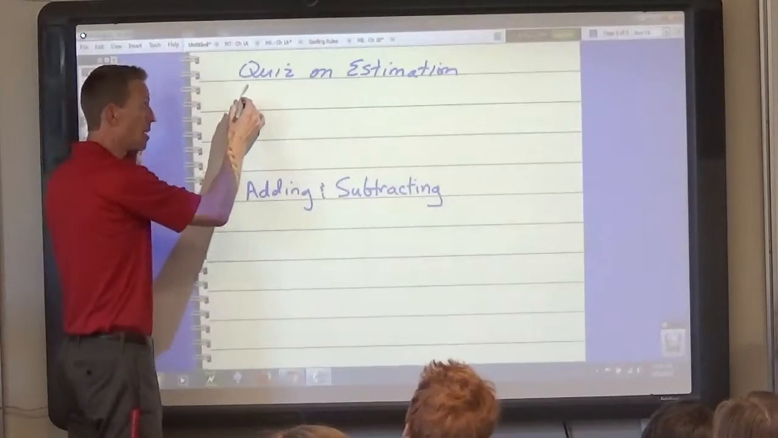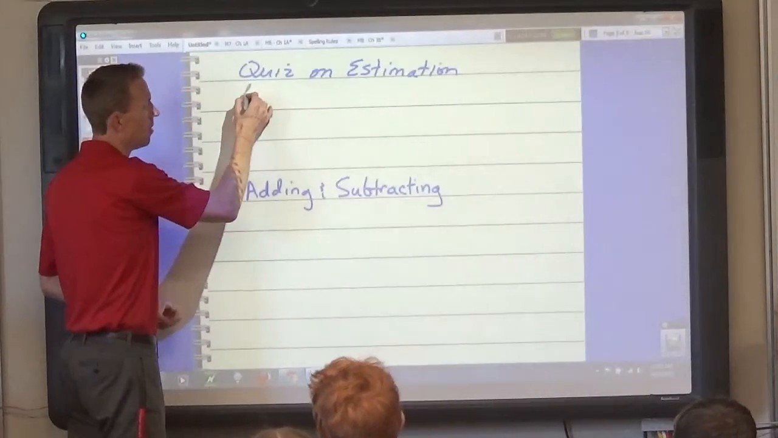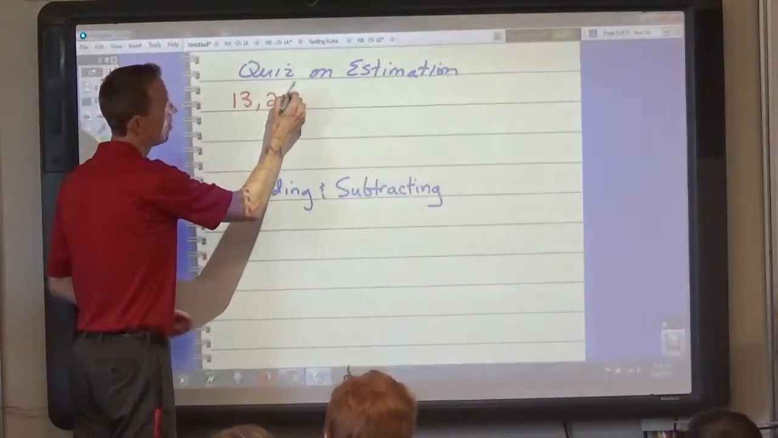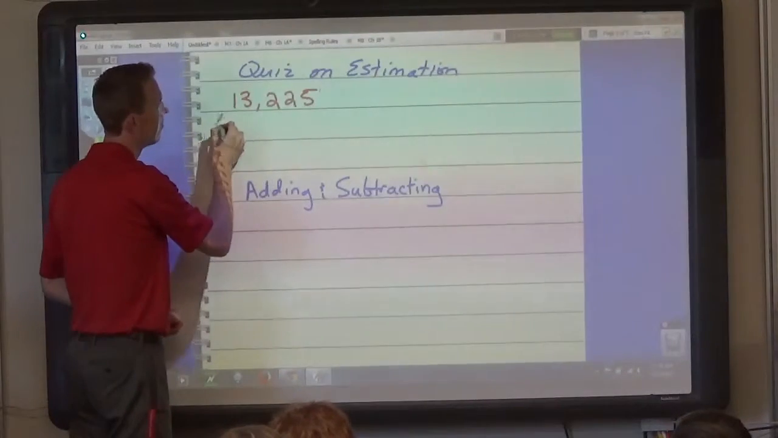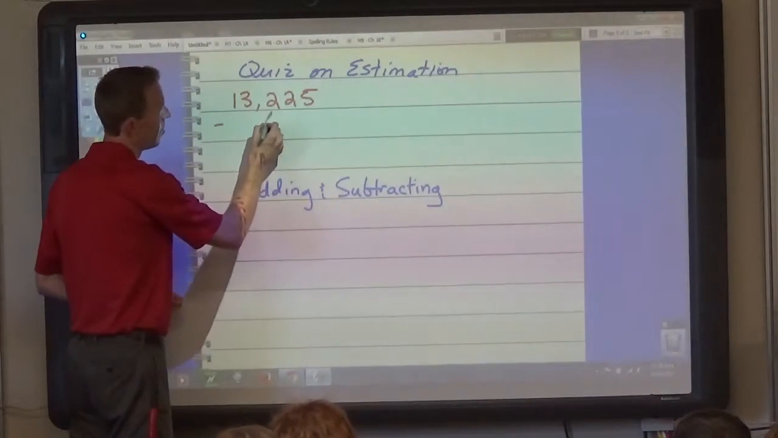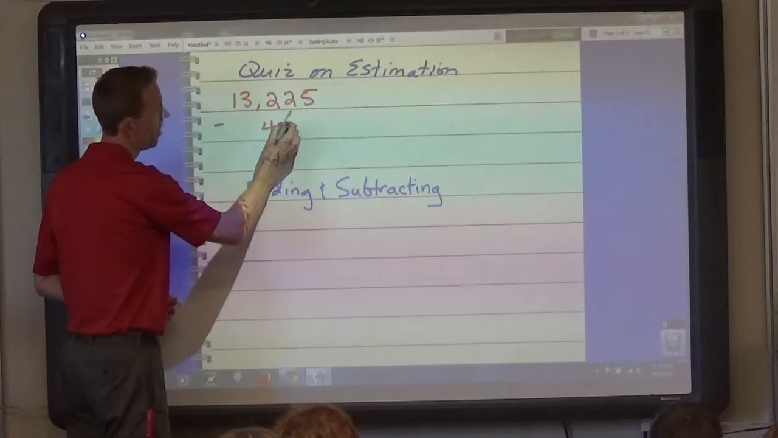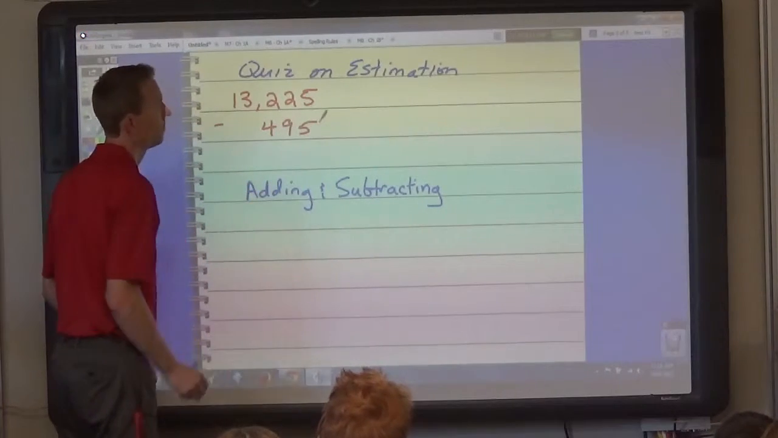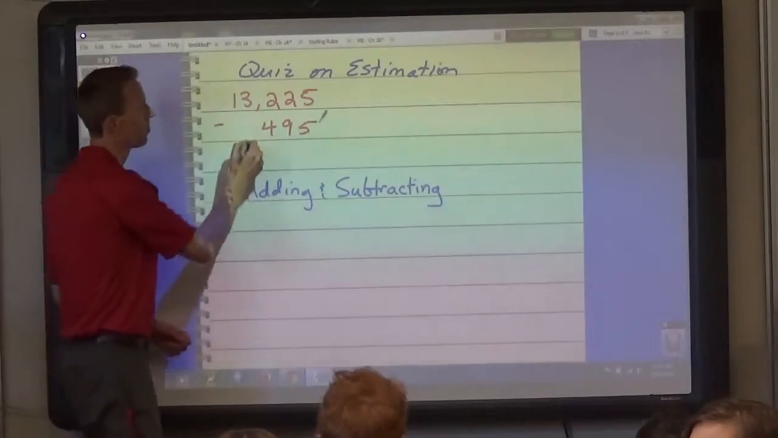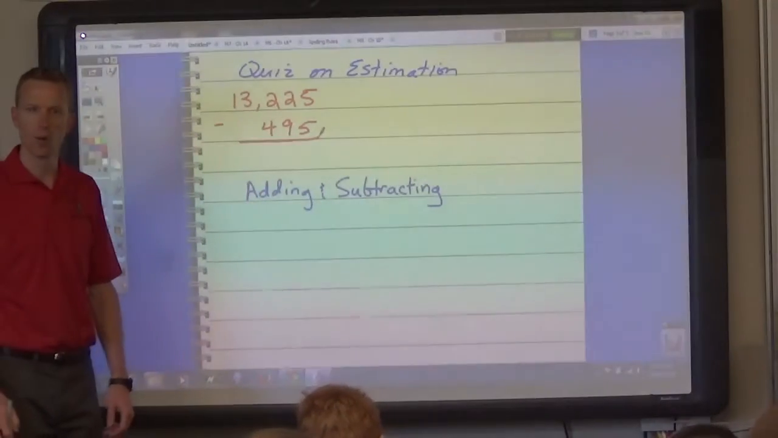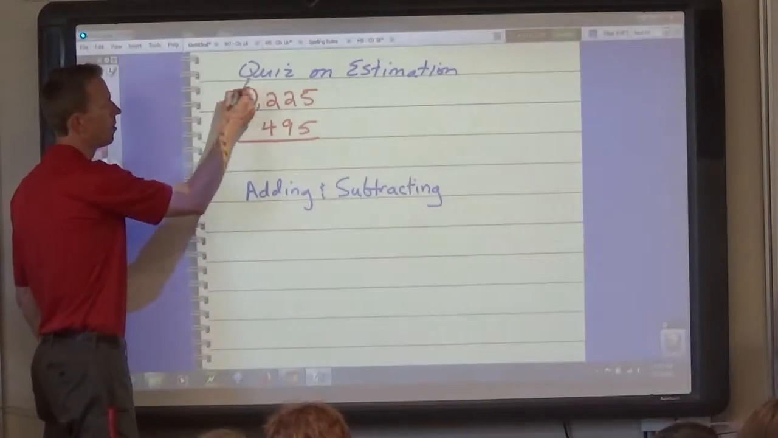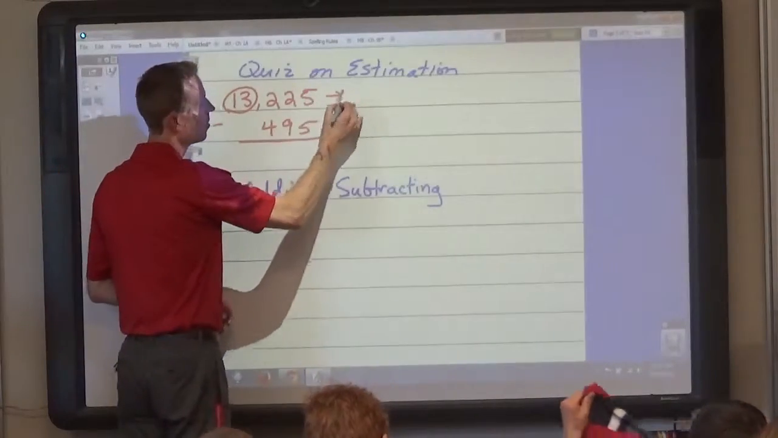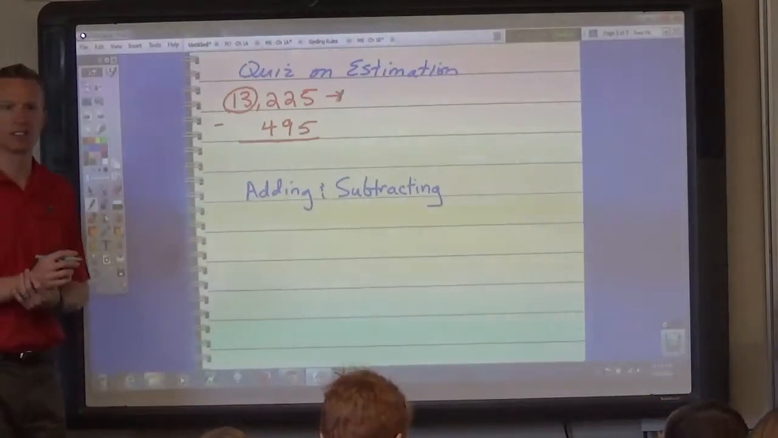One of the things we said was if you have a problem like 13,225 minus 495, okay? What we want to do is keep 2 digits from the first number, so use 2-digit front end estimation. And what's the closest thousand to this number?